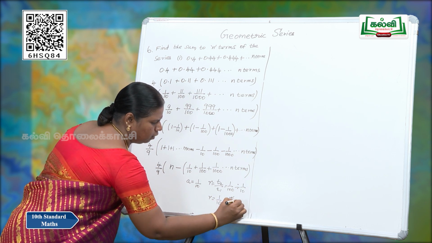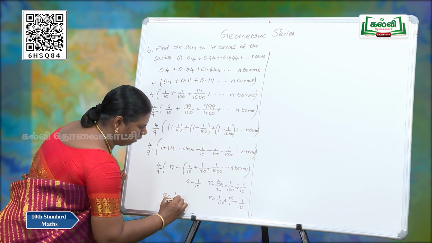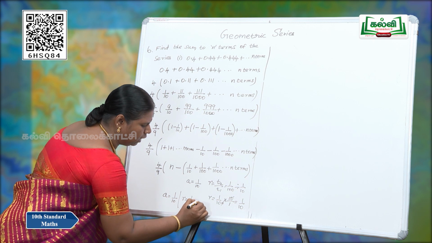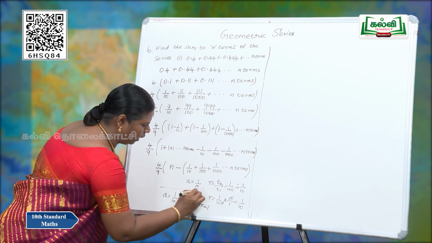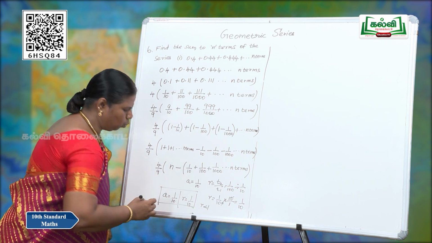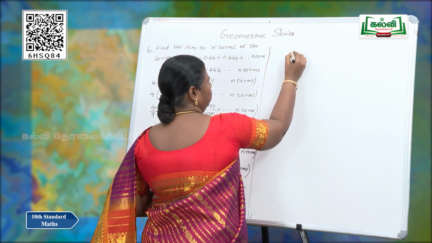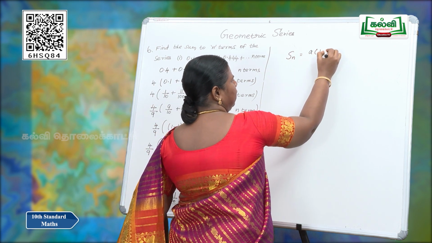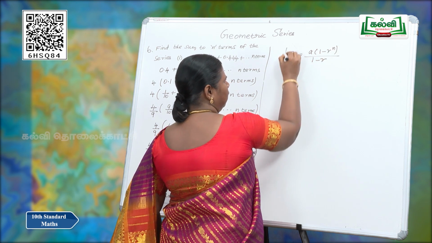On cancelling, 1 by 10. So, A is equal to 1 by 10, R also 1 by 10. R is less than 1. So, the formula we have is Sn is equal to A into 1 minus R power n by 1 minus R.